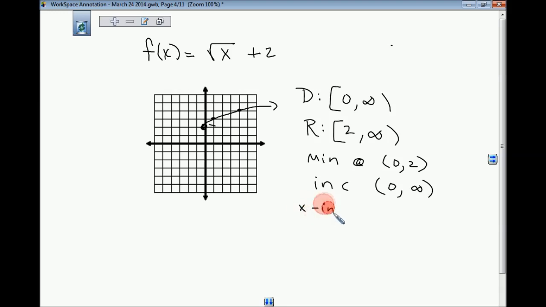X-intercepts? There's none. Are there? We don't have any x-intercepts. What about y-intercept? At 2. Good. Are we good? Wouldn't there be like an imaginary x-intercept? Could there be a difference between a zero of the function and an x-intercept? Yes. The function does have zeros. Those zeros are imaginary.